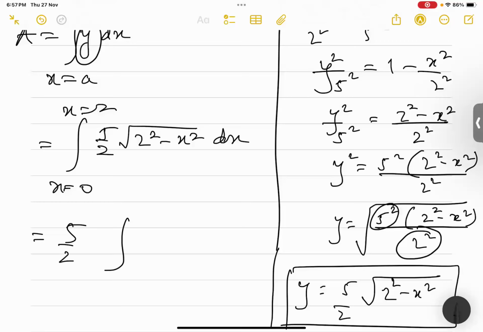Now 5 by 2 outside, integral from 0 to 2 of root of 2 square minus x square dx. So this is a and this is x. A is not 2 square. Once again, I'm telling you, right from the chapter of integration, a is not 2 square, a is 2.